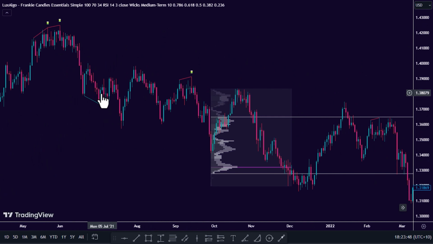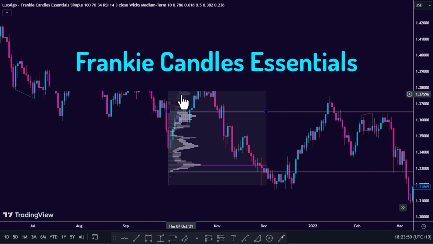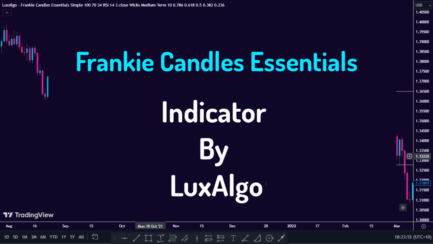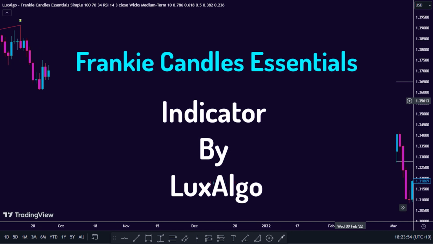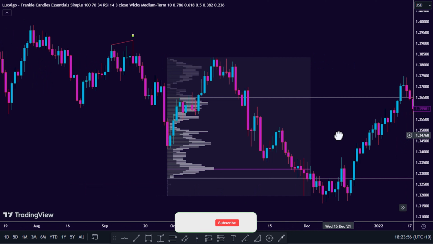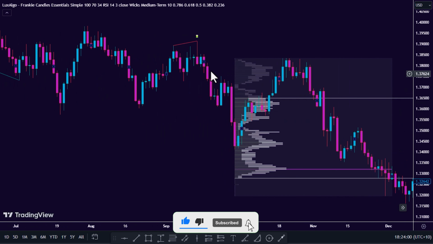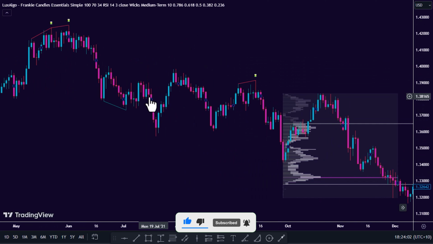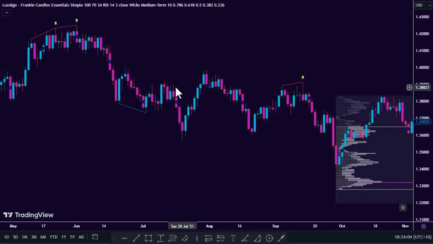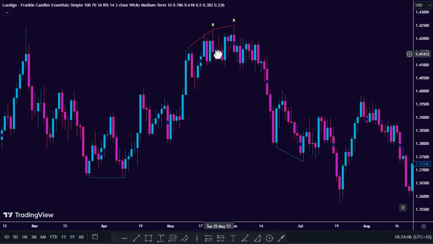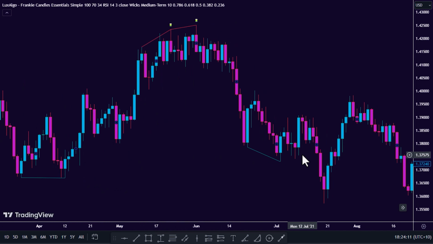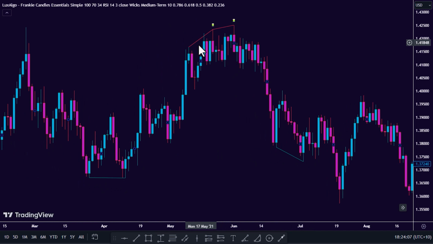In this video, I'll show you how to use the Frankie Candles Essentials Indicator to detect market trade opportunities. The Frankie Candles Essentials Toolkit is a collection of essential features used by trader Frankie Candles. This toolkit focuses on the relationship between MTF oscillator divergences and volume profiles, allowing the detection of different reversals. Retracements from the Golden Pocket features are also included.